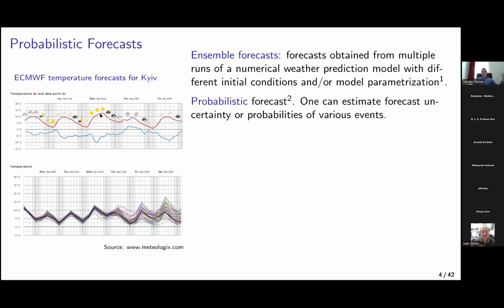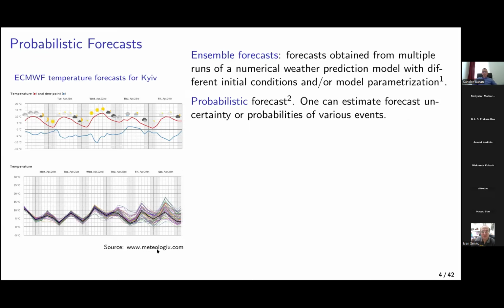So what is the forecast uncertainty? To mitigate this problem, in the last 30 years, weather centers started to issue so-called ensemble forecasts. These forecasts are obtained from multiple runs of the numerical weather prediction model with different initial conditions and model parameterization. So you get a set of forecasts. This is a kind of probabilistic forecast, because you can estimate forecast uncertainty or probabilities of various events.